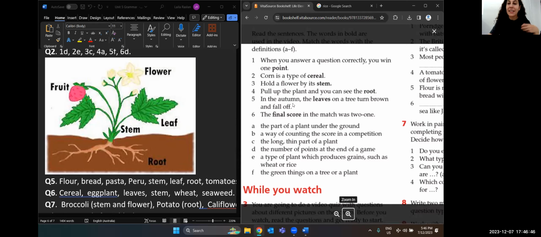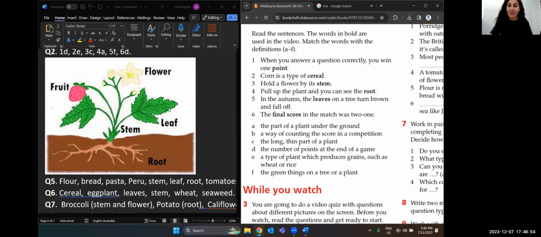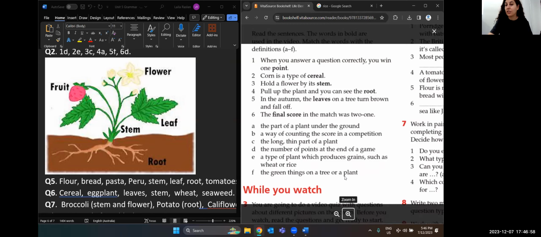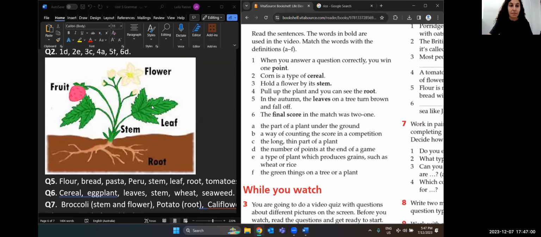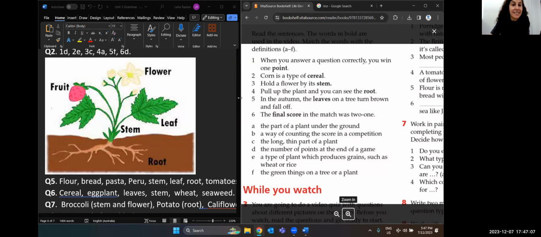In autumn, the leaves on a tree turn brown and fall off. What are leaves? So we have the image here. The green things on a tree or a plant. The green things on a tree or plant, that's the leaves, that's plural. The singular is leaf.